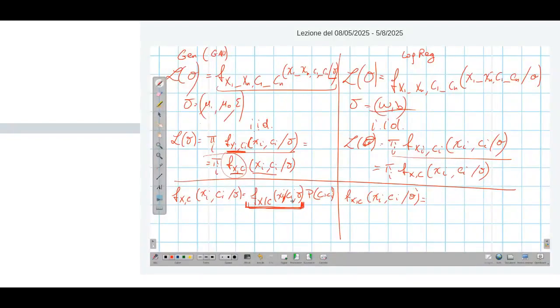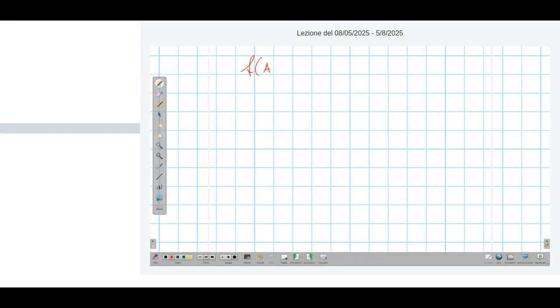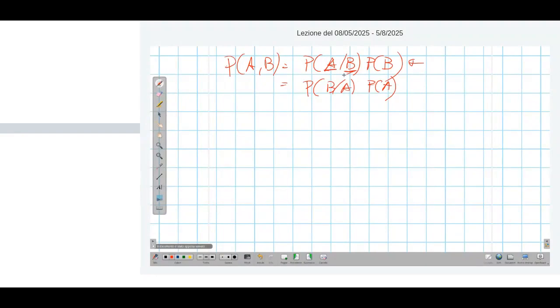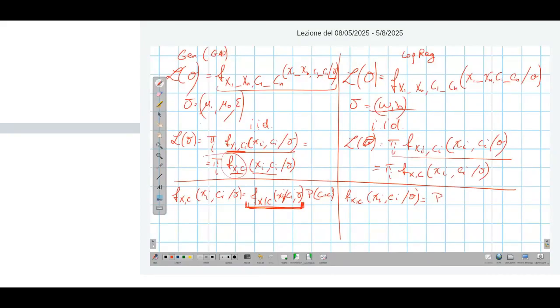This time, we use the opposite factorization. Remember that when I have a joint density, let's do it with probability. If I have a joint probability, I can write it in this way, but I can also use the other factorization. I can write it in this way. Both are the same. This is what we did for the generative. If this is the sample and B is the class, this is the factorization that we use for the generative. For the discriminative, we will use the other. So this function will be probability of the class given X, times the marginal for X.